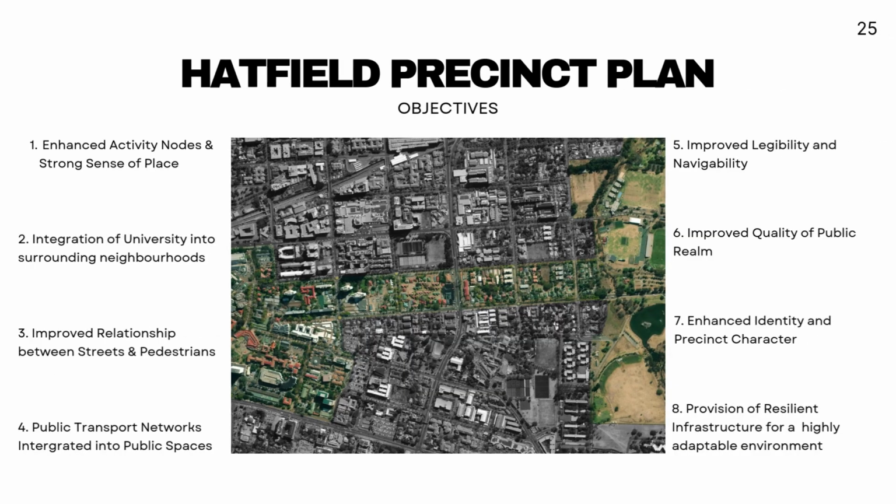The Hatfield Precinct Plan sets out 8 key objectives to guide future development, focusing on integration, connectivity, and resilience. These objectives emphasize a stronger relationship between the university and its surroundings, improved public spaces, and enhanced urban identity. Understanding these goals helps us assess how our site can contribute to a more connected and vibrant urban environment.